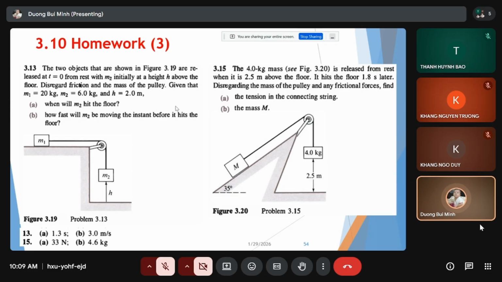I think you should spend the maximum time of 15 minutes to get the answers. Okay, each question 15 minutes. I think that's enough. Of course, we have reference answers. You can double check. Okay, answer for yourself.